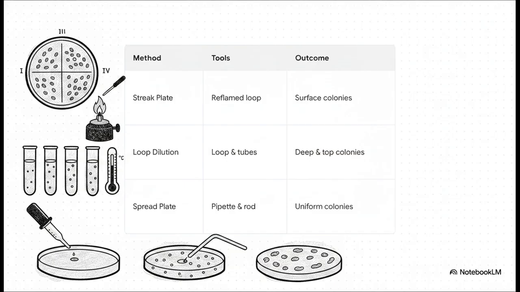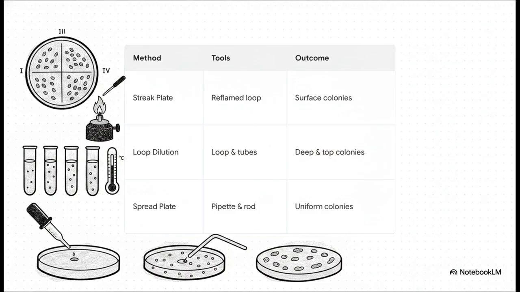Now, when you're actually in the lab doing this, you're going to rely on 3 main isolation techniques. First up is the streak plate method. This uses a sterile loop that you actually have to reflame between quadrants on a solid agar plate. It physically thins out the cells so you get distinct macroscopic colonies right on the surface.